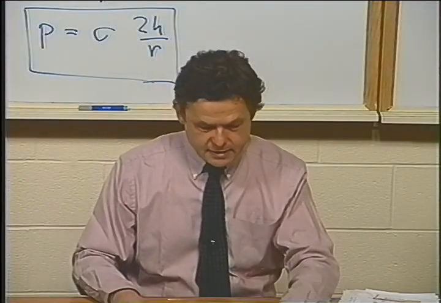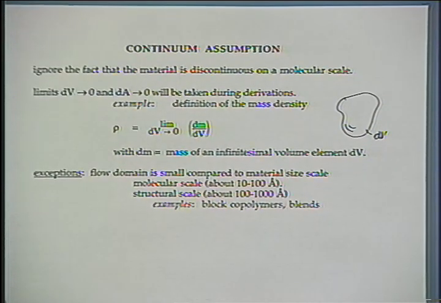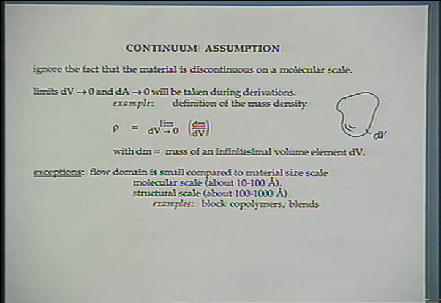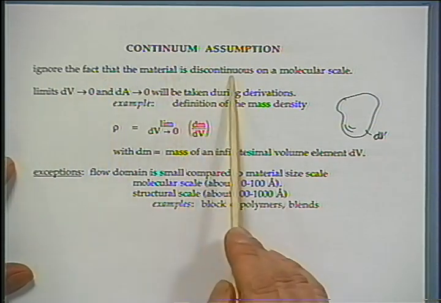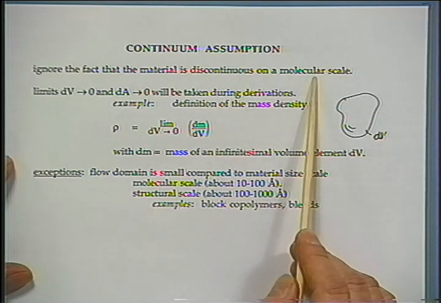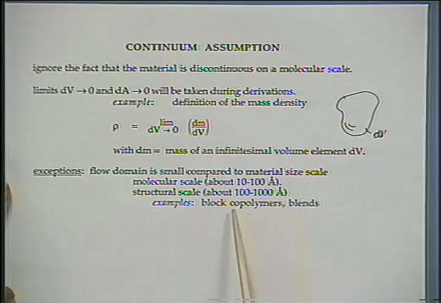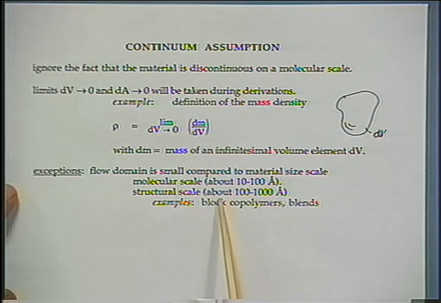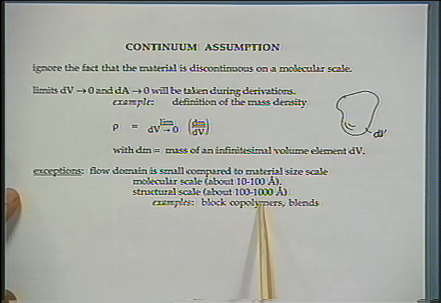Now, just to set the language right, we have to introduce a few details. The first detail is the continuum assumption. We will treat the material as a continuum. That means we ignore the fact that the material is discontinuous on a molecular scale, and not only on a molecular scale. In polymeric systems, you might have two-phase structures like in a blend or in a block copolymer, where jumps in properties occur on 100 or 1,000 angstrom level, on very large scale.